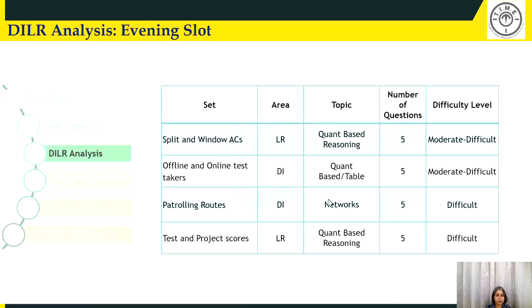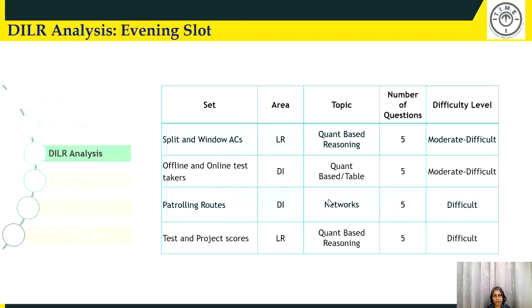Okay, now let's look at the second section, that is DILR, in which we got 4 caselets. And 2 of them we can say are of the DI variety and 2 of them are of the LR variety. But even in the LR variety, like has been mentioned in the table, there was a little bit of calculation and quant involved. So there was no pure logic based caselet as such.